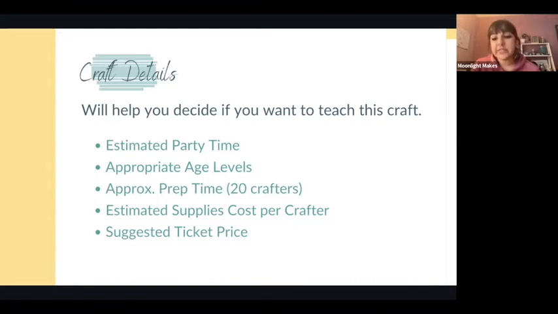Of course, this can vary depending on where you get your supplies. We were talking before this about vases going on sale and being able to get them for $2 instead of $4, so you can lower your cost, or get really excited about fancy things and your cost might go up a little. And then we have our suggested ticket price, which is also based on the prep time and the cost of supplies. That's an estimation of about what you would want to sell your tickets for.